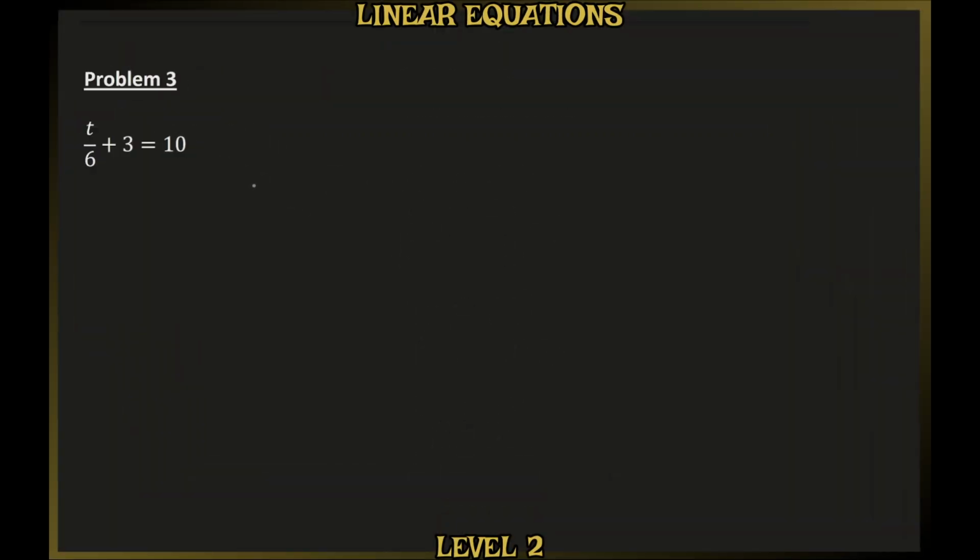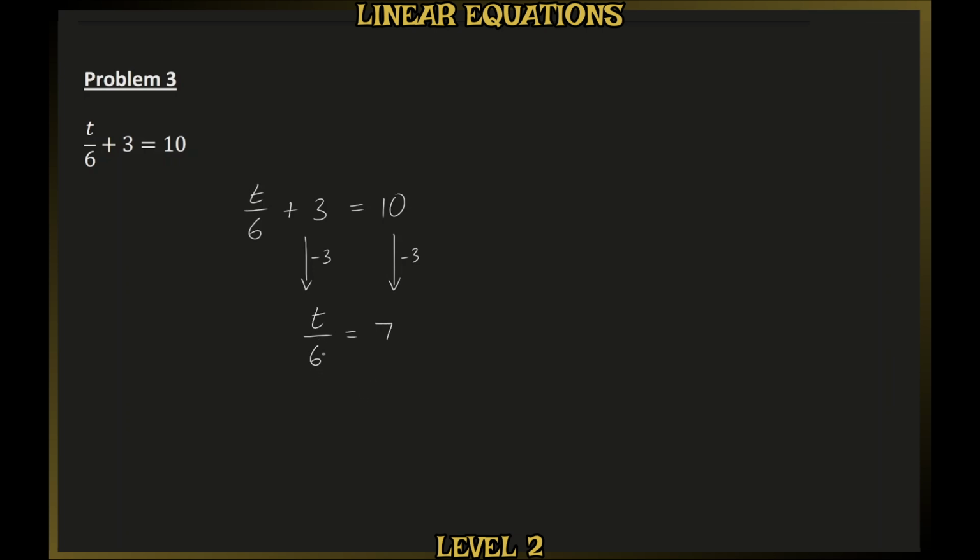In problem 3, we're solving the equation t over 6 plus 3 is equal to 10. And this means we need to find the value of t. So the first thing that we need to remove from the left hand side is the plus 3. And we do this by using its inverse, which is minus 3. And we do the same to the right hand side. 3 minus 3 is 0, so on the left we just have t over 6. And on the right, 10 minus 3 is 7, so t over 6 is equal to 7.